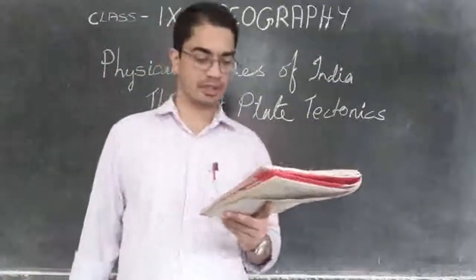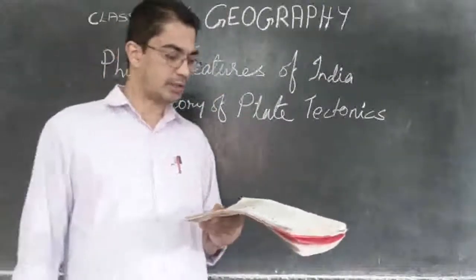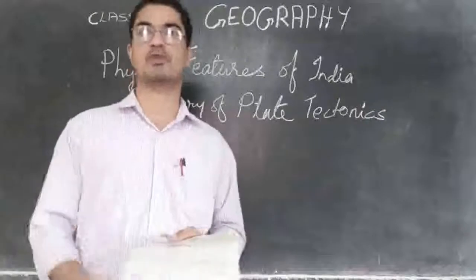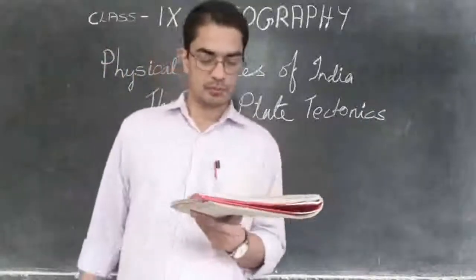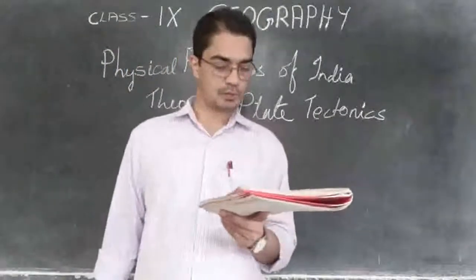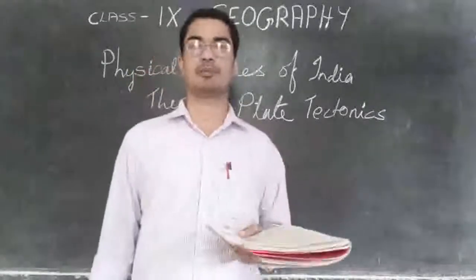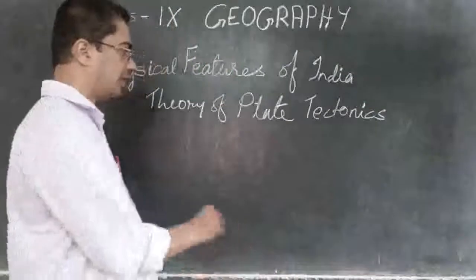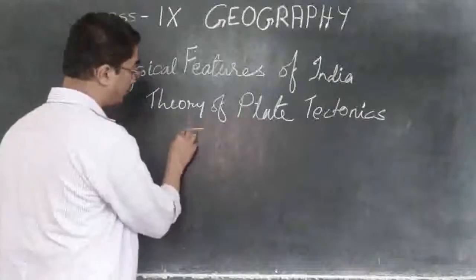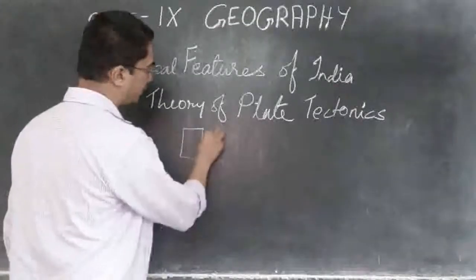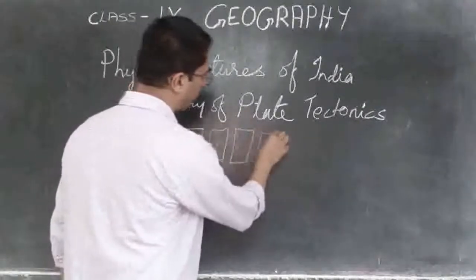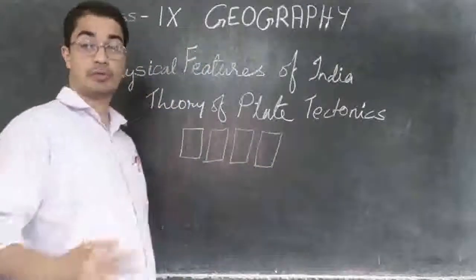Then, according to this theory, what are they saying? The crust of the earth. The crust means the upper part of the earth where we are living, the top part of the earth. According to this theory, the crust of the earth has been formed out of 7 major and minor plates. So the top part of the earth where we are staying is formed with certain plates. Some of them are major, some of them are minor, so we can divide them into different categories.